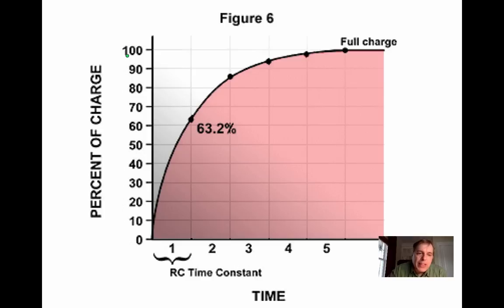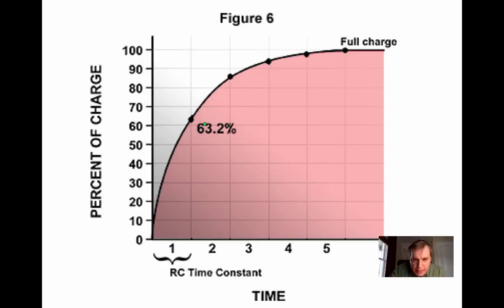By the way, here, this is given as a percentage. So really here, they mean 100% of Qmax. And Qmax is C times E. So the 100 here really means 1 times CE. Here 90% means 0.9 times CE, 0.8, and so on. Okay, so those are fractions of Qmax, which is CE.